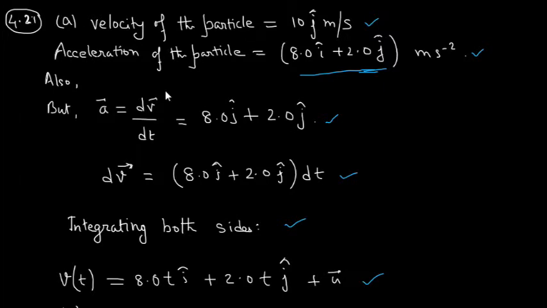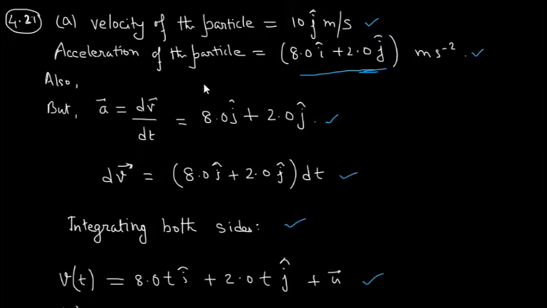The solution for 4.21 is A. Velocity of the particle is 10 j meter per second. Acceleration of the particle is 8 i plus 2 j meter per second square. Also, acceleration a is equal to dv by dt, that is 8 i plus 2 j. So dv is equal to 8 i plus 2 j multiplied by dt.